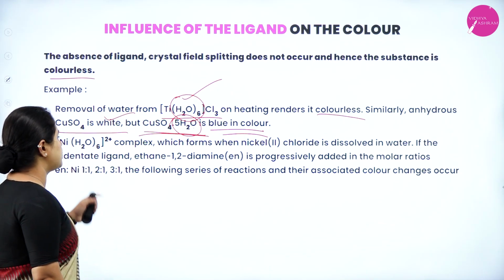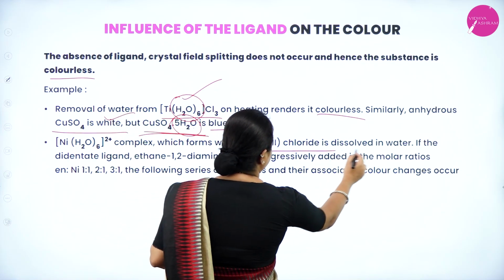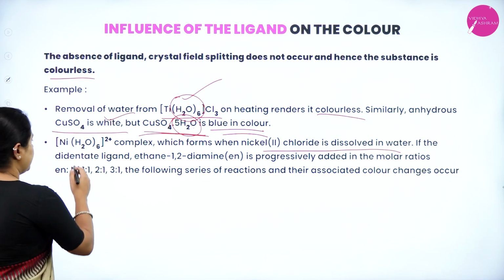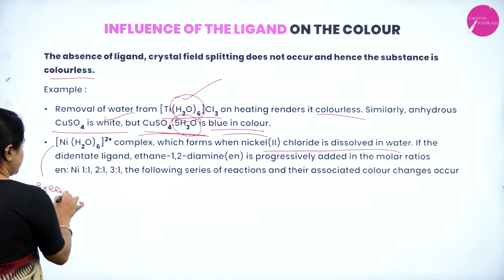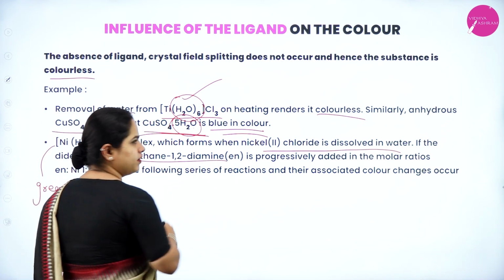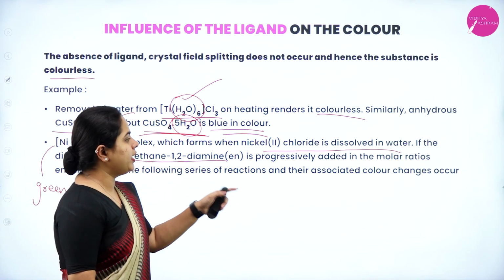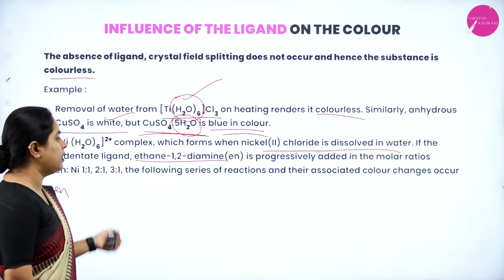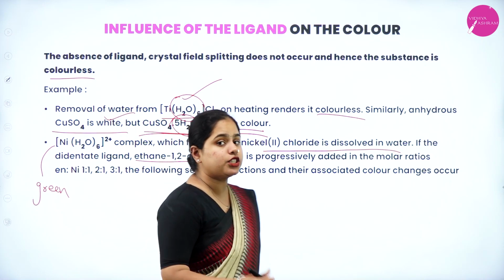Now [Ni(H2O)6]2+ is the complex which forms when nickel(II) chloride is dissolved in water. So this is actually a green colored complex, [Ni(H2O)6]2+, a green colored coordination compound. If the didentate ligand ethane-1,2-diamine, we are familiar with this ligand, right? Yes, ethane-1,2-diamine is progressively added in the molar ratios 1:1, 2:1, 3:1, the following series of reactions and their associated color changes occur.